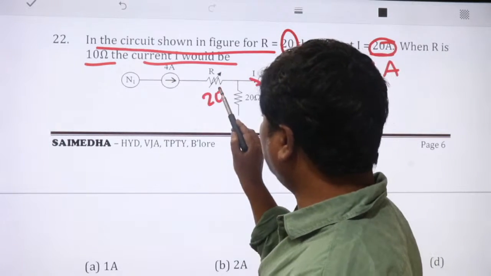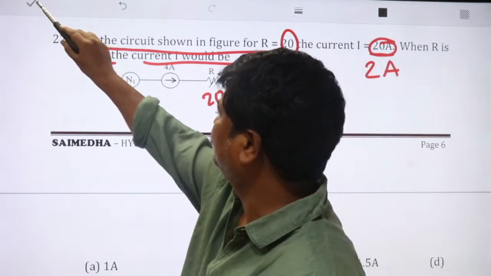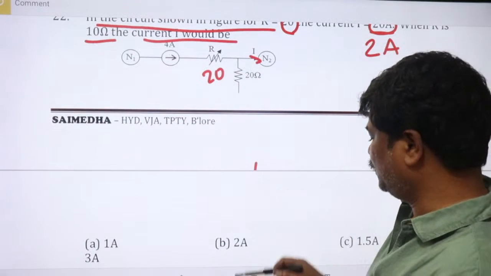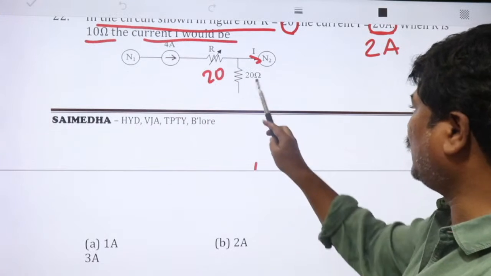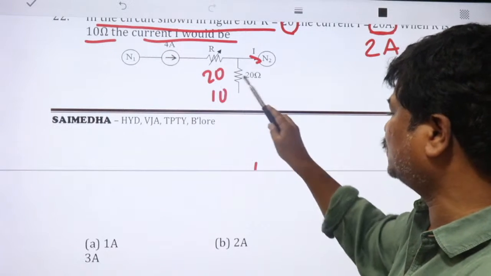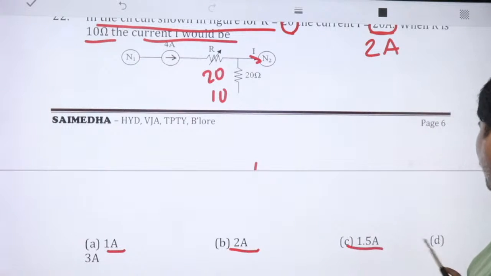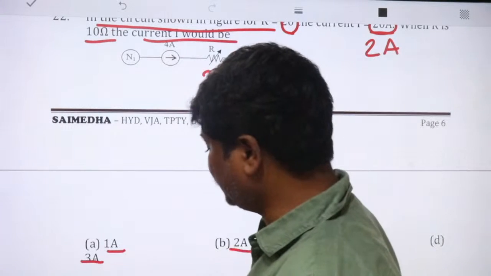Then what is the current when R is equal to 10 ohms? Suppose R is equal to 10 ohms, what is the current? 1 ampere, 2 amperes, 1.5 amperes, 3 amperes.